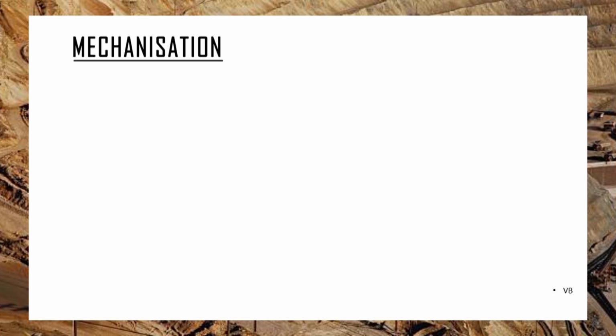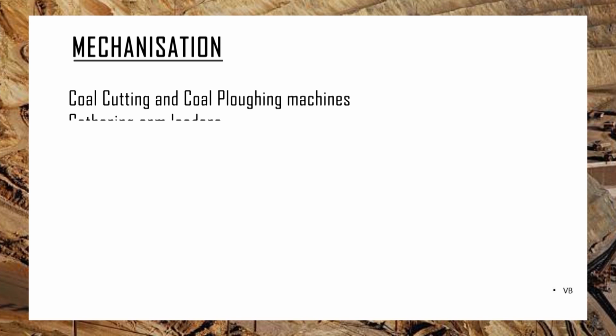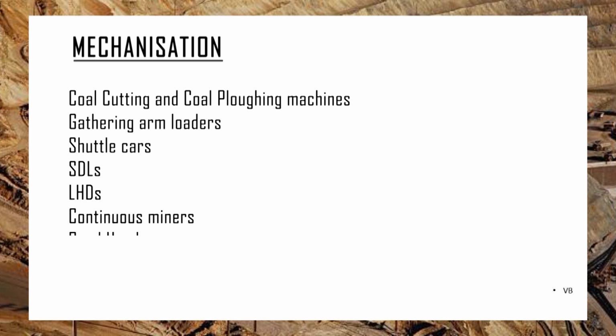Next point is mechanization. In mechanization, the following machines are used: coal cutting and coal plunging machine, gathering arm loader, shuttle car, SDL meaning side discharge loader, LHD meaning load haul dumper, then continuous miner, then road headers, then conveyors.